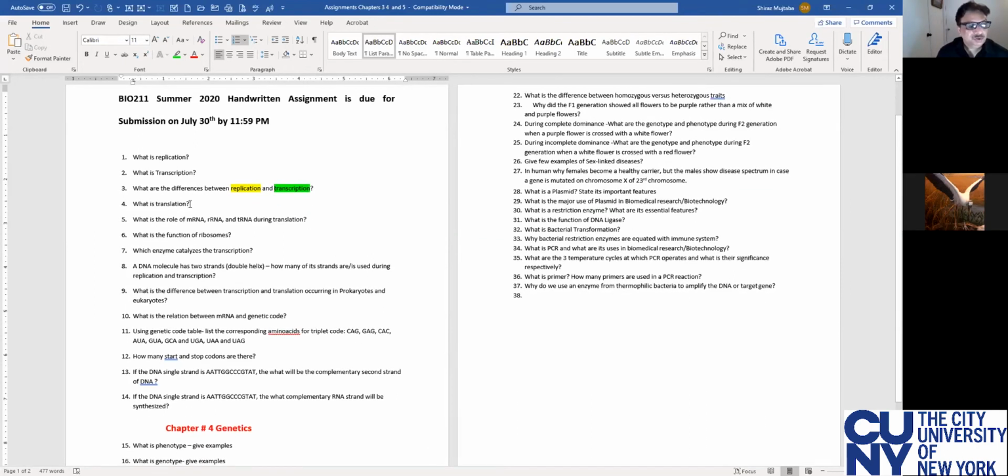The fourth question is, what is translation? I just mentioned it right now. Translation is a process where RNA serves as a template for synthesis of protein. So what's the fifth question? The fifth question is, what are the roles of mRNA, rRNA, and tRNA during translation?